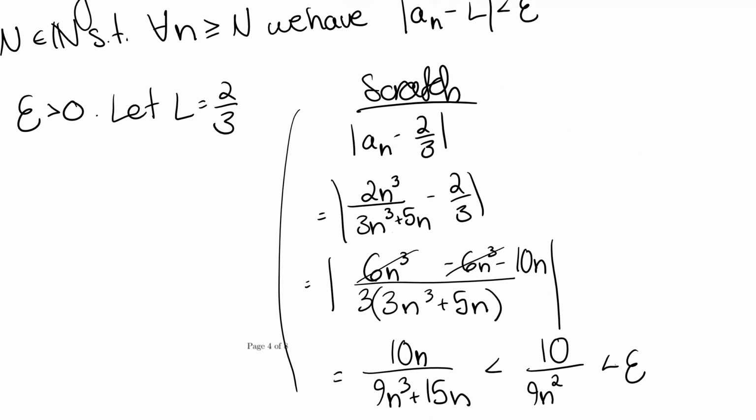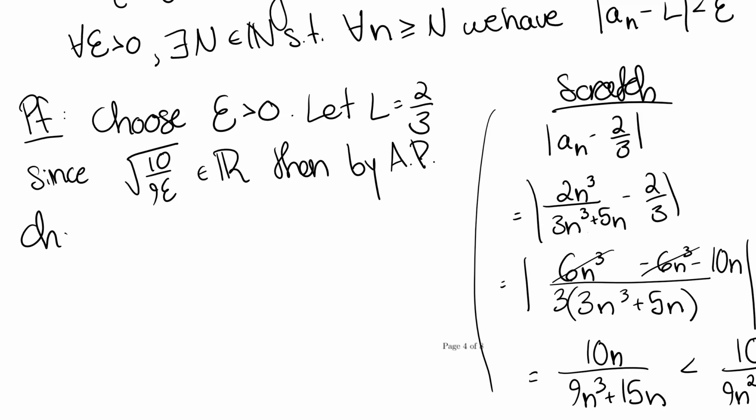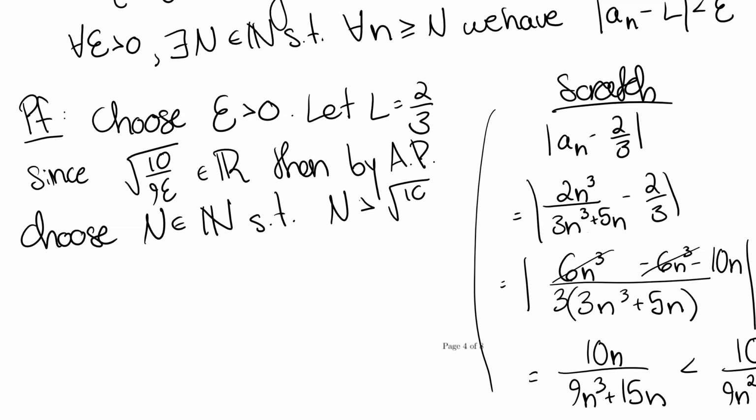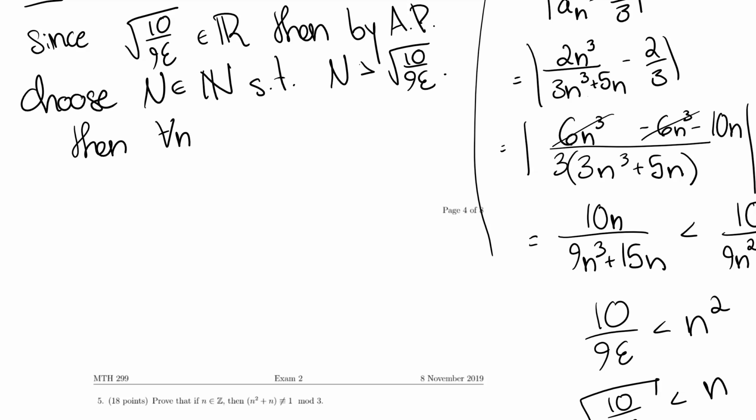Okay, now that scratch is done, I get to go over here and I say, since square root of 10 over 9 epsilon is a real number, then by AP, choose some capital N in the naturals such that it is bigger than square root of 10 over 9 epsilon. Okay? All right, cool. Then for all little natural numbers that are bigger than or equal to capital N, a sub n minus L.